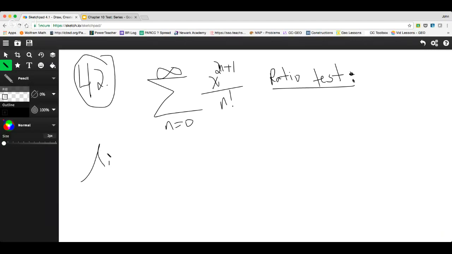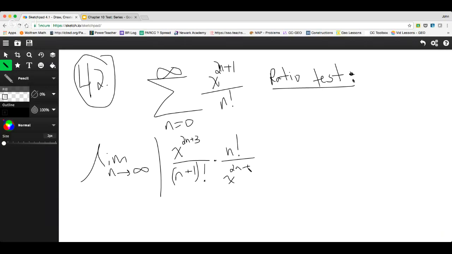So let's consider the limit as n approaches infinity of the n plus 1th term over the nth term, absolute value. So we're going to have here x to the, and remember we're putting an n plus 1 here, so that will become 2n plus 2, which when you simplify it, the new exponent is going to be 2n plus 3 over n plus 1 factorial. So in this n, I put an n plus 1, and that's how I got this new exponent. Then we're dividing by the nth term, which we'll multiply by the reciprocal. And we have x to the 2n plus 1. And that's the limit we need to take.